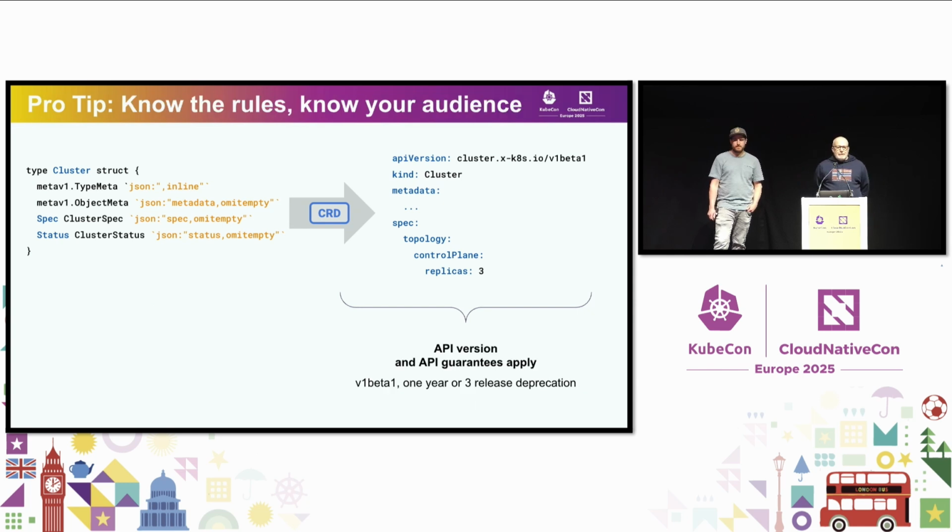As a last tip of this first session of the talk, let's talk for a minute about rules. When we talk about API guarantees, API breaking changes, or API deprecation rules, they apply to the OpenAPI spec. This is what impacts users, this is where the guarantee applies. If I have a v1beta1 API and I'm going to deprecate it, it will take 1 year or 3 releases.